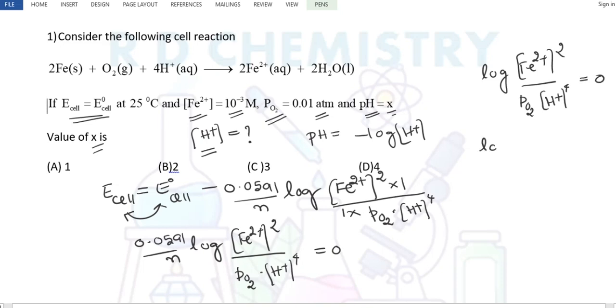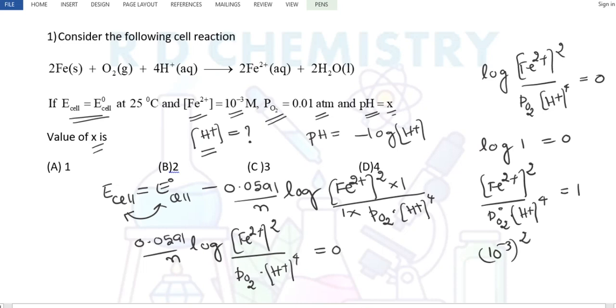Now, you know that log 1 should be equal to 0. You know this value, correct? That means the ratio Fe2+ square divided by pressure of the oxygen into H plus concentration to the power 4 should be equal to 1. Now we'll substitute the values. Fe2+ concentration is given 10 to the power minus 3, then square it, divided by partial pressure given 0.01, let me write 10 power minus 2, into H plus concentration, which we need to calculate, to the power 4 is equal to 1.